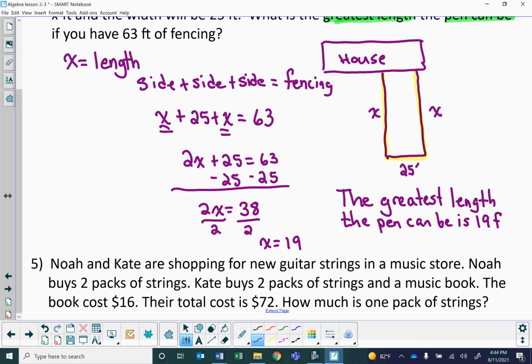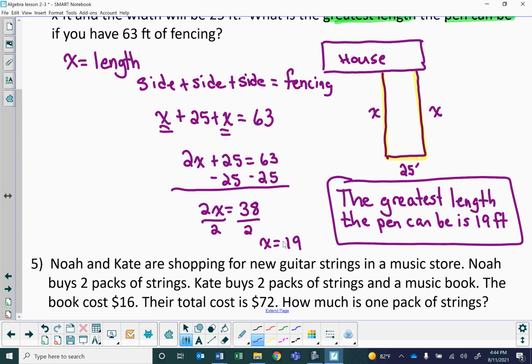It could be shorter than 19 feet, but the longest length it could be is 19 feet, which makes sense. Because if I rounded it up to 20, that'd be 20, 40, 65, and I subtract 2 from that, that makes 63. That works. It does check. All right.